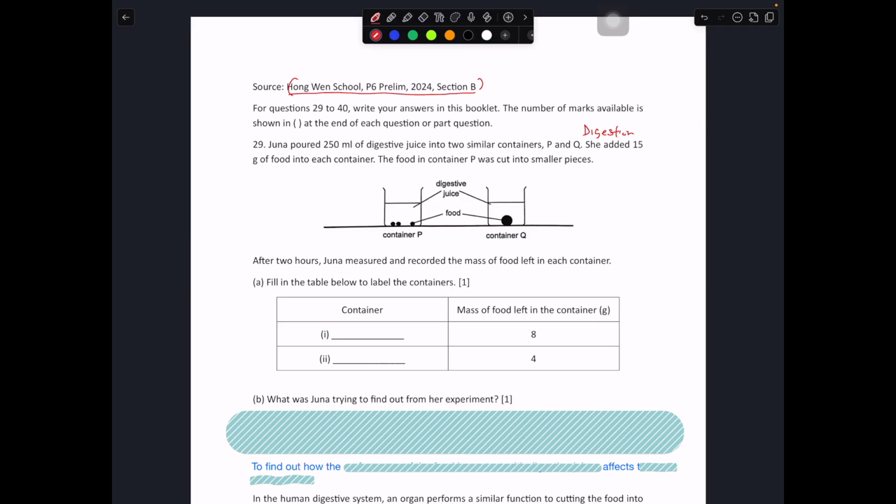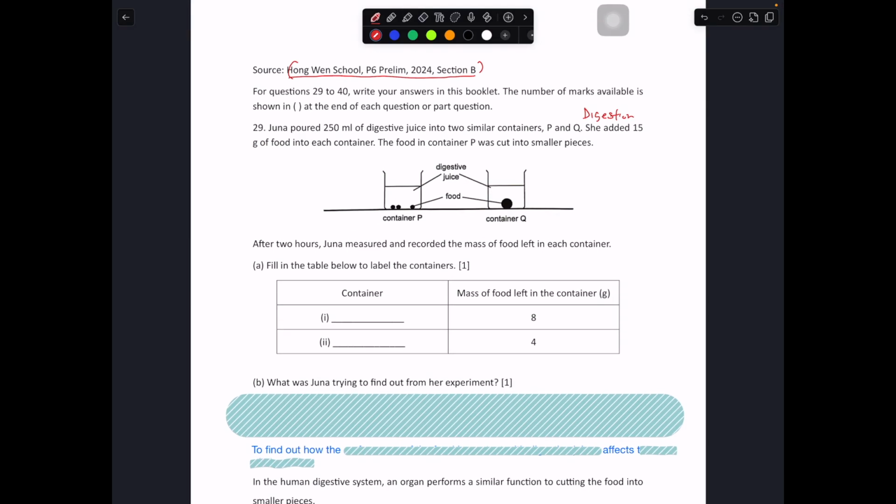Over here, Juna poured 250 ml of digestive juice into two containers P and Q. At first they have 15 grams of food, then P was cut into smaller pieces. So this one is cut, this one is uncut. At first 15 grams, then after 2 hours, there's some food left in the container. This represents the undigested food. So what happened to the amount of digested food? It probably has been digested, that's why it's no longer left in the container. It probably gets mixed together with the digestive juices.